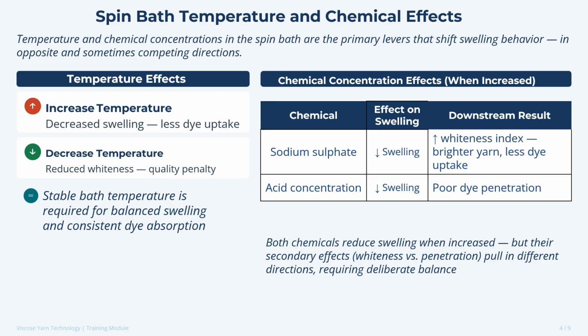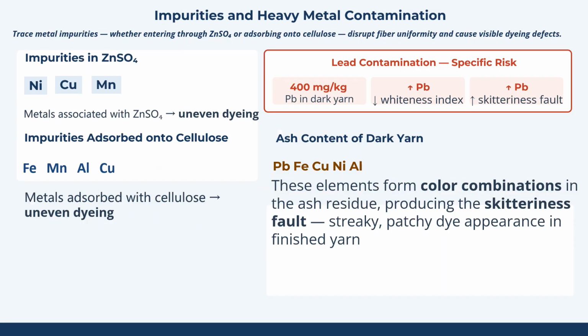Chemical concentrations also influence swelling. Increasing sodium sulfate generally reduces swelling and increases whiteness. Similarly, higher acid concentration reduces swelling and may restrict dye penetration into the yarn. Since temperature and chemicals can influence swelling in different ways, they must be carefully balanced to achieve both good dye uptake and acceptable whiteness. Even when process conditions are well controlled, impurities can create serious dyeing problems.